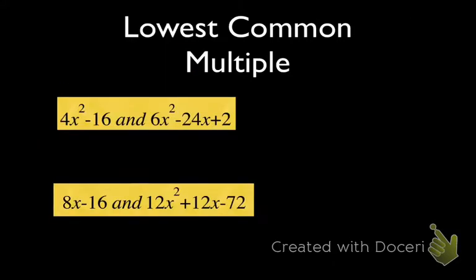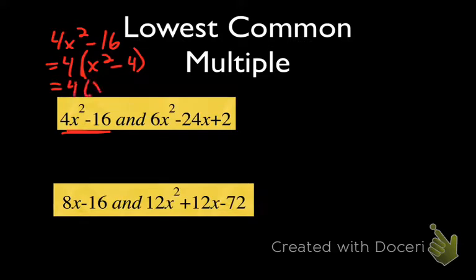I'm going to factor the first thing. All right, so factor this 4x squared minus 16. Scratch work. 4x squared minus 16 is the same as 4 times x squared minus 4. Do you agree? X squared minus 4, and then that is the same as 4 times x minus 2 times x plus 2.